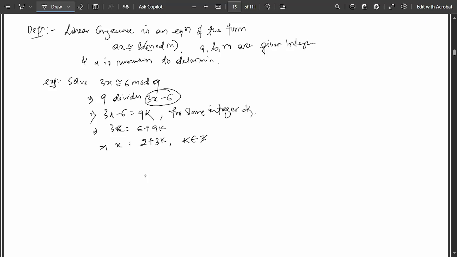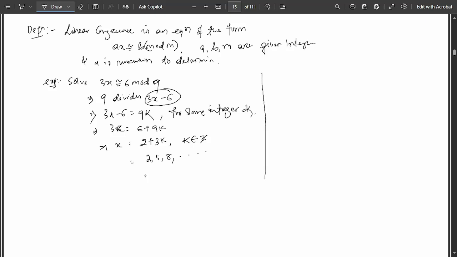So what will be the value of k? On putting 1, 2, 3, 4 and continuing in this process, we find that the value of x will be 2, then 5, then 8 and so on. In this way we solve a linear congruence equation.